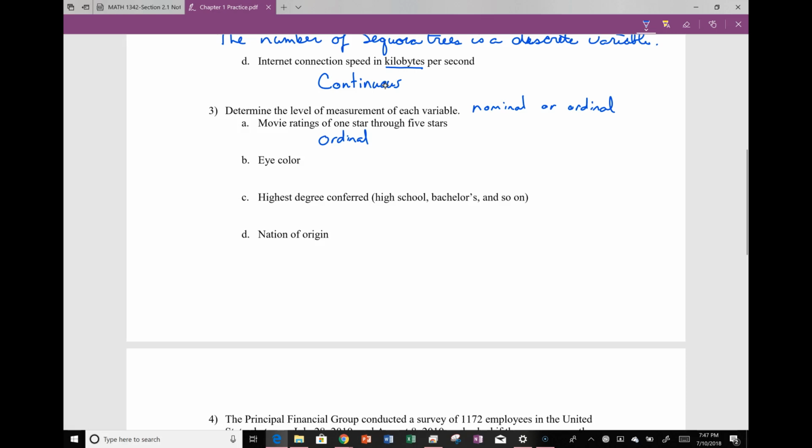Now let's look at eye color. Black eyes, brown eyes, hazel eyes, blue eyes, green eyes. Is there an order to eye color? Now I'm not talking about how frequently something happens, but is there an order, a natural order that we look at? Yeah, we could do alphabetical, but do we automatically put things in alphabetical order? No, not really. So eye color is actually considered a nominal variable.